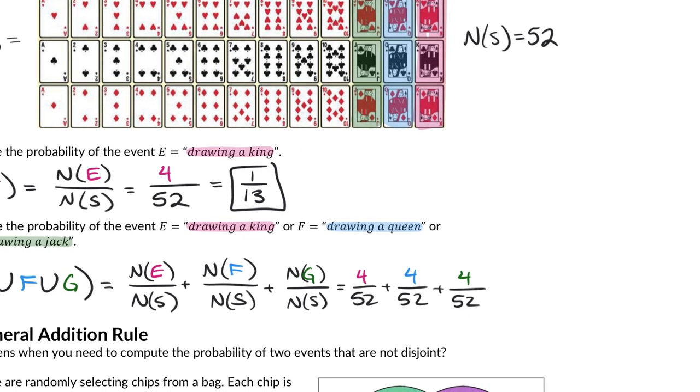Fraction rules means you just add the numerators. Don't add the denominators since they're all the common denominator, which means this will end up being 12 over 52, which does reduce down to 3/13. So we have a 3/13 chance of getting either a king, queen, or jack, which for some games are the only face cards if ace doesn't count as a face card, in pulling one of those cards. They're all disjoint events.